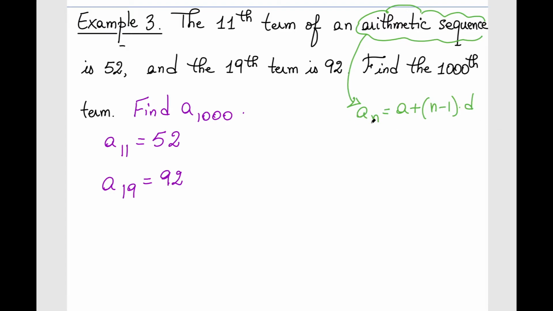So when n is 11, I'm going to get a11, right? And a11 is going to be a plus 11 minus 1 times d. Correct? So let's give this a name. How about asterisk?